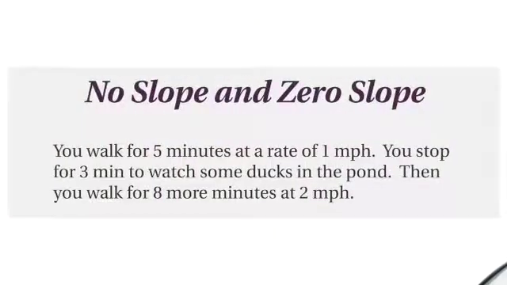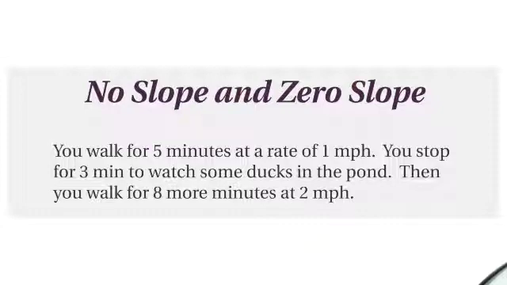So what about no slope and zero slope? These are two easily confused slopes. And like many ideas in mathematics, contexts can help students distinguish between the two. Consider this story. You walk for 5 minutes at a rate of 1 mile per hour. You stop for 3 minutes to watch some ducks in the pond. Then you walk for 8 more minutes at 2 miles per hour.